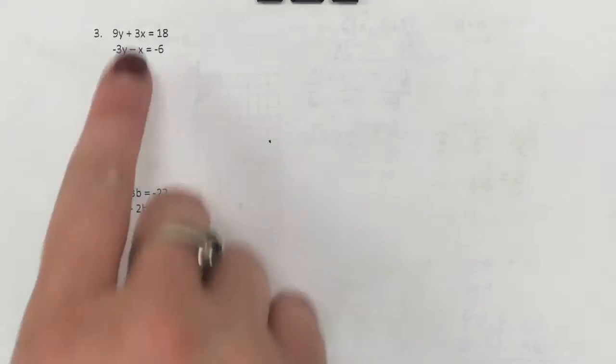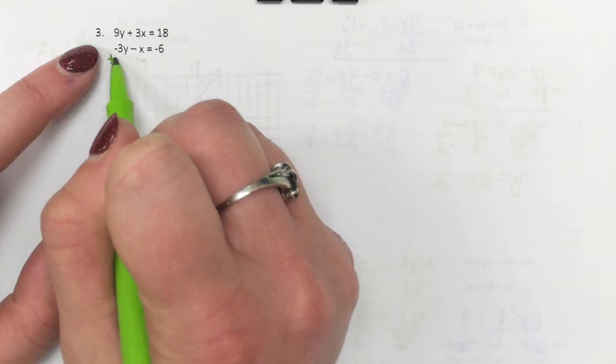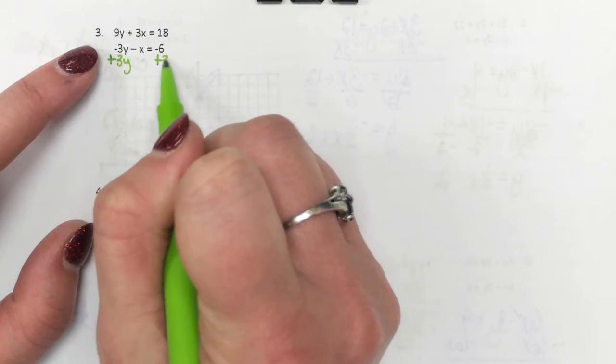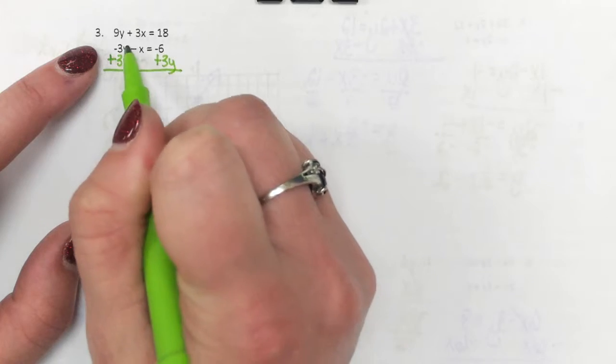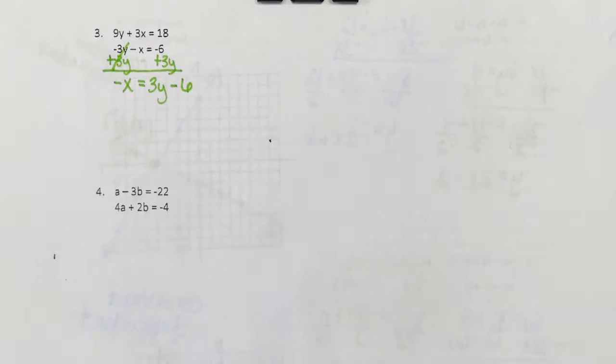Number 3. Direction said substitution, right? So in substitution, you have to get a letter by itself. Do you see a letter in either one of these equations that's really close to being by itself? Which one? That negative x, right? All right, so I'm going to take that guy, and I'm going to add 3y to the other side, because I need to get a letter by itself. So be careful. I have negative x equals 3y minus 6.